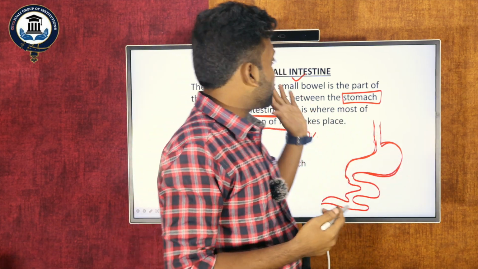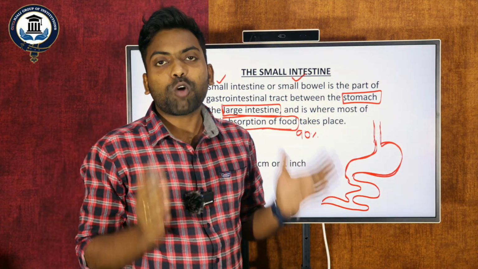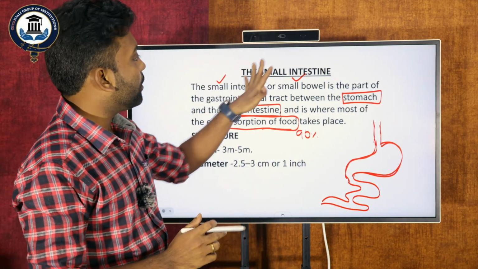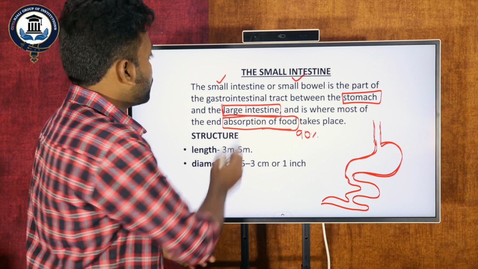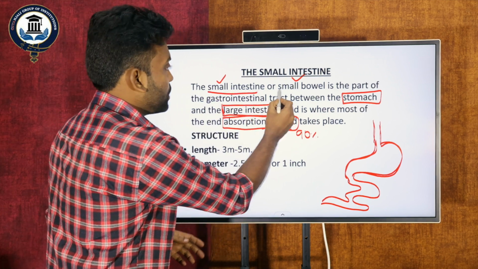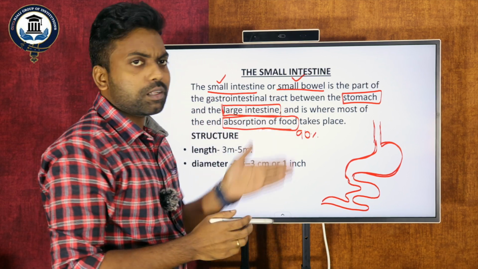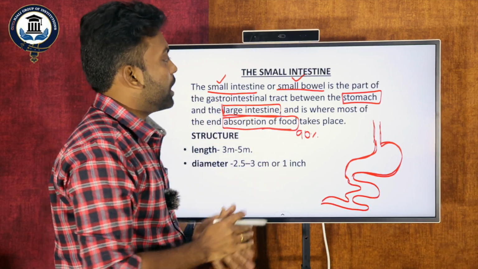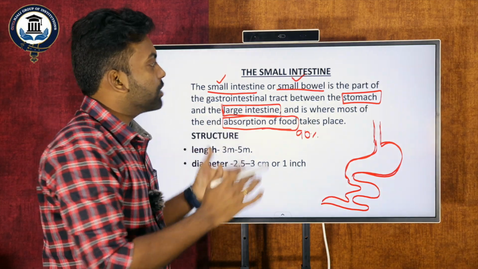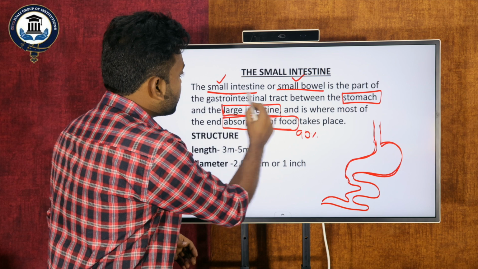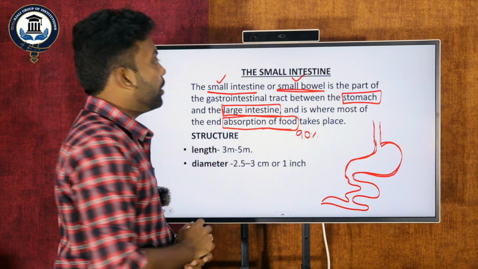Today's session is about the small intestine. As we know, the small intestine is a part of the digestive system. So, what is the introduction to the small intestine? The small intestine is also called the small bowel. The large intestine is also a part of the digestive system, also called the large bowel, that we will discuss in the next session.